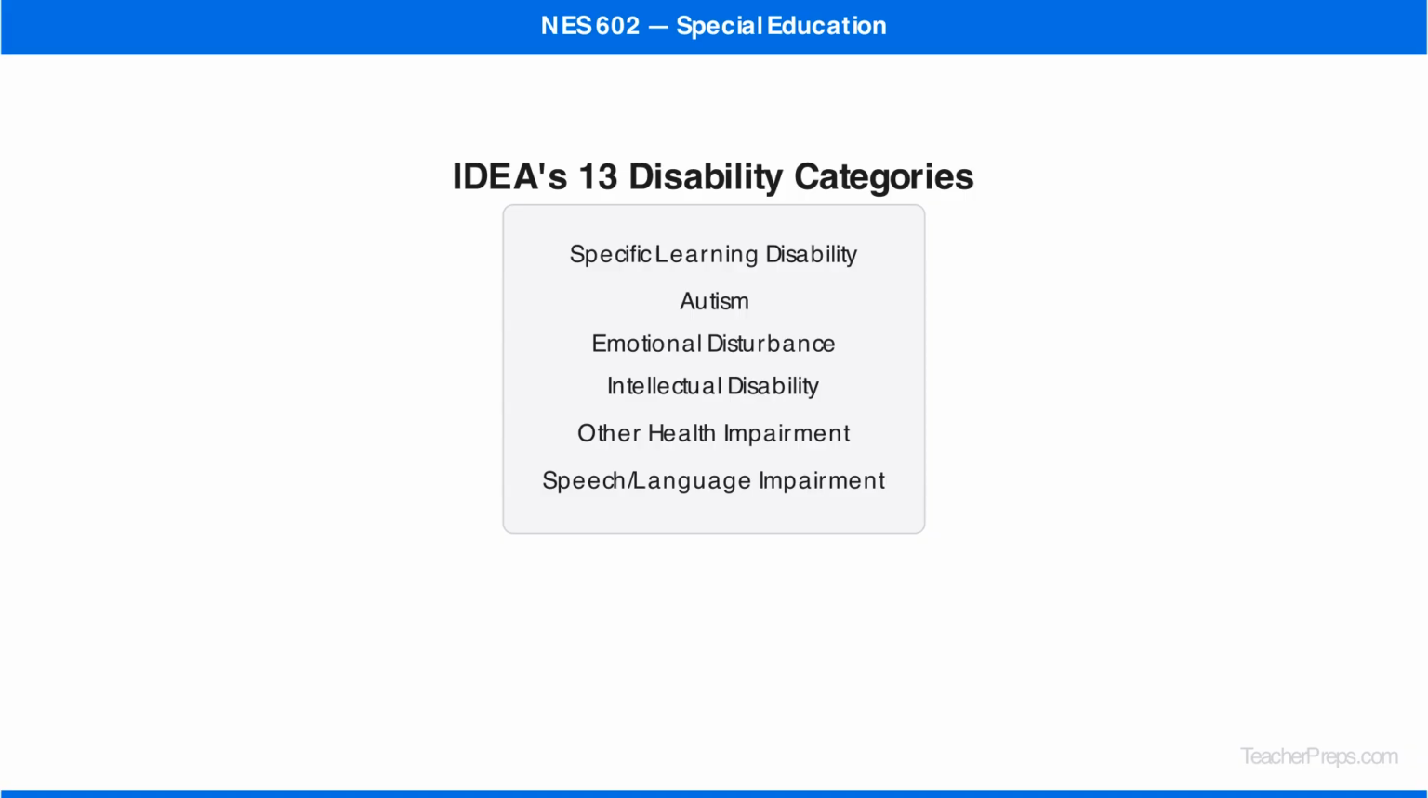Emotional disturbance, which includes conditions like anxiety, depression, and inappropriate behavior over a long period. Intellectual disability, characterized by significantly below-average intellectual functioning with adaptive behavior deficits. Other health impairment, which covers limited strength, vitality, or alertness due to conditions like ADHD, epilepsy, or asthma. And speech or language impairment, which includes articulation disorders, fluency problems, and language impairments. The critical testing point: a student must have an identified disability under one of these categories, and the disability must adversely affect educational performance to qualify for IDEA services.